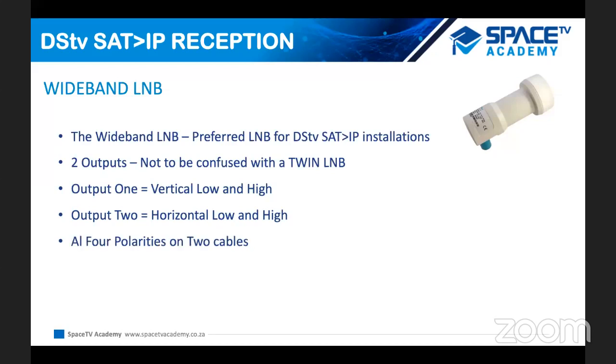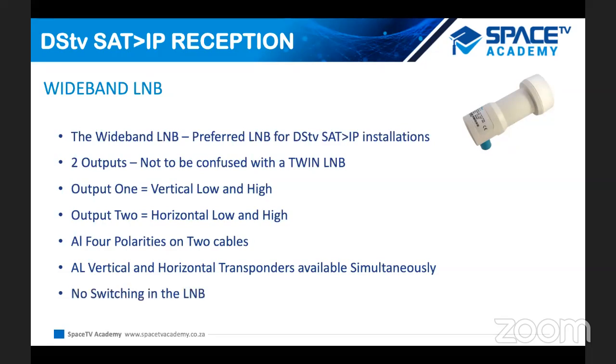So instead of our normal quattro LNB, which we all became accustomed to, which gave us 4 outputs to give us the 4 polarities, low and high, vertical and horizontal, on a wideband LNB, you have all 4 polarities present on 2 cables. Which means all vertical and horizontal transponders are available simultaneously. Once again, similar to a quattro LNB, but in this case, we use the wideband outputs and we only have 2 outputs. There's obviously no switching in this LNB because the 2 outputs are fixed and have all those feeds available at any time.